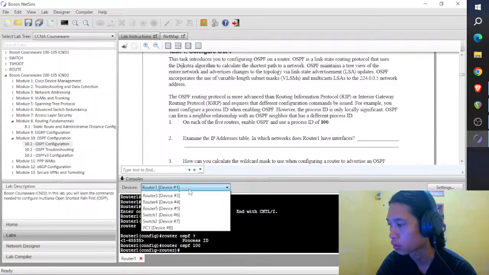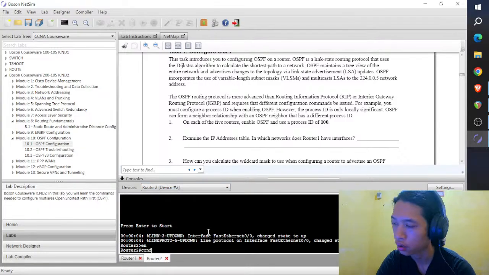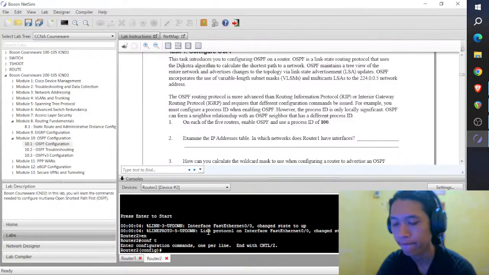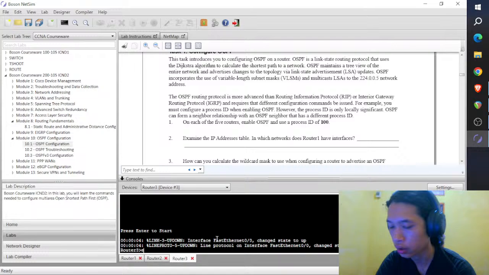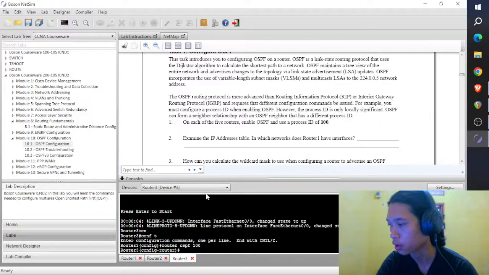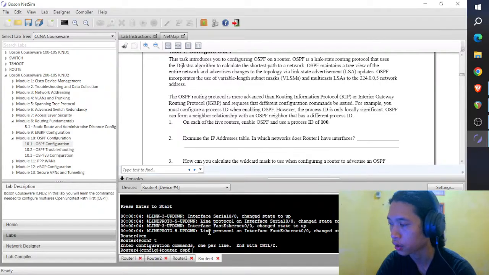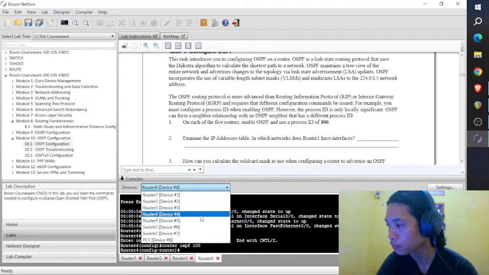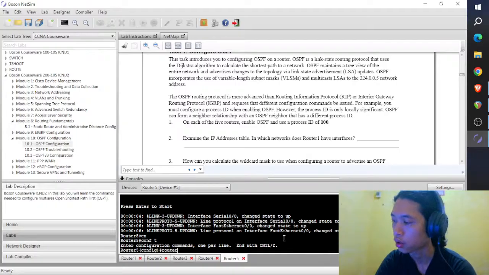Okay, put on router 2 also. Enable, conf, router OSPF 100. So router 3 again, router OSPF 100. Enable, conf, router OSPF 100. Enable, conf, OSPF 100.